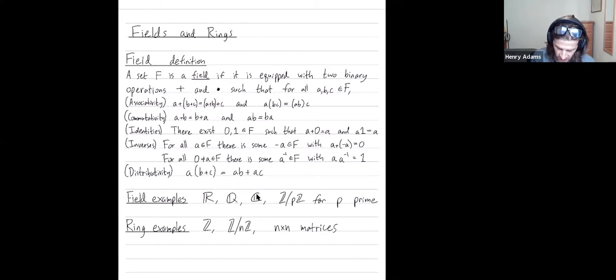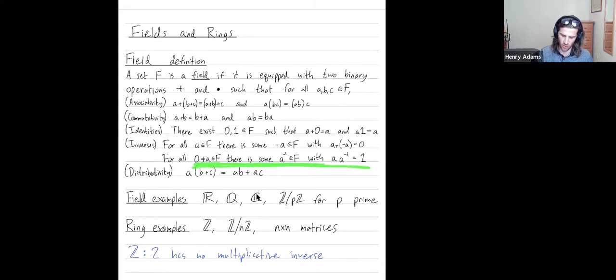Why are these not fields, even though, as we'll later see, they are rings? So in Z, the element 2 has no multiplicative inverse. Sure, 2 times 1/2 is equal to 1, right? So 1/2 is sort of a multiplicative inverse for 2, but 1/2 is not an integer. Similarly, 3 has no multiplicative inverse. 4 has no multiplicative inverse because 1/3 and 1/4 are not integers. So the only elements here that have multiplicative inverses are 1 and -1. And that's why the integers are not a field, right? In a field, every non-zero element has to have a multiplicative inverse.